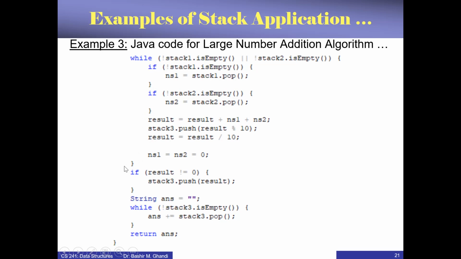At the end, before you start popping your result, you have to check what is in result. If it is not 0, you have to also push it in the result stack. And then finally, to get your result, initialize a variable answer of type string to empty, and you keep popping from stack 3 and appending to this answer. So while stack 3 is not empty, stack3.pop and append it to answer, and so on. At the end of the loop, return answer.